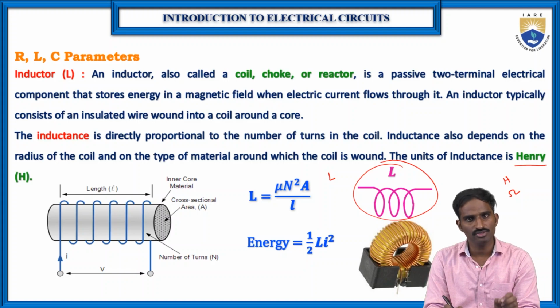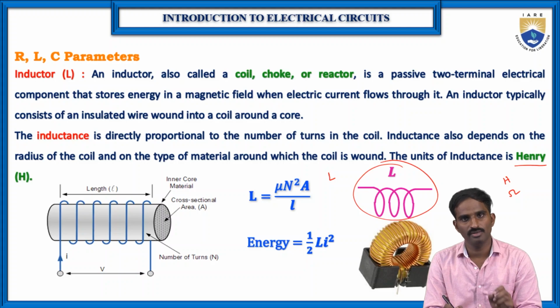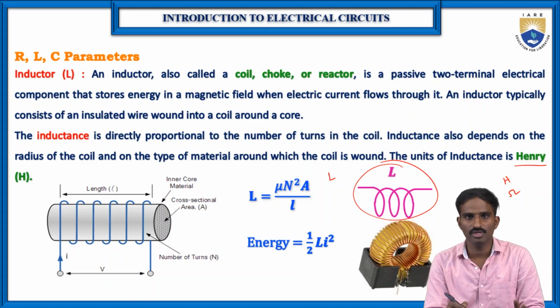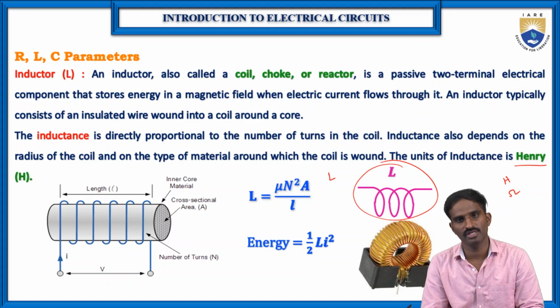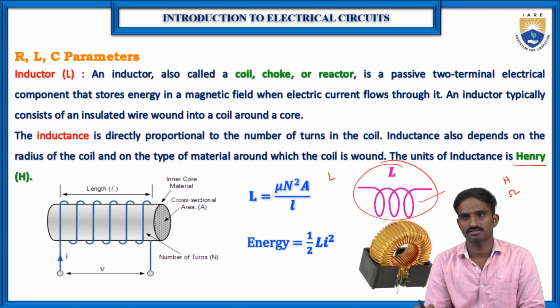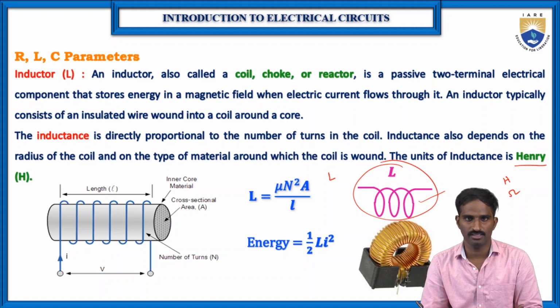And the inductance of an inductor mainly depends on the number of turns. Not only the number of turns, but also the length and the area of the cross section of that particular conductor. And the symbol for the inductor is like this. This is about the inductor.